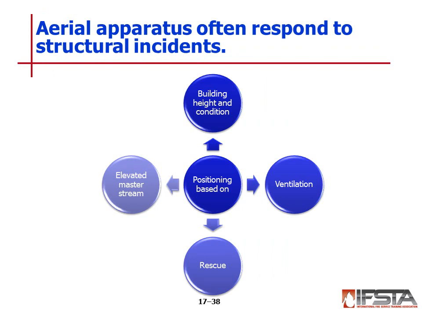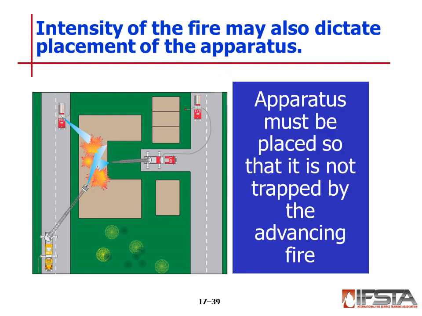Aerial apparatus often respond to structural incidents. Positioning is determined based off concerns such as building height and condition, as well as the following immediate functions needed from the apparatus: rescue, ventilation, elevated master stream. Intensity of the fire may also dictate placement of the apparatus. Large hot fires indicate placement of apparatus must be further away from the fire building, especially if the building has been noted to be a safety risk. Consideration must also be given to the fire's potential growth.